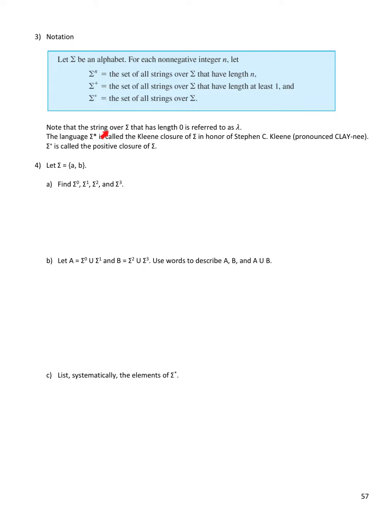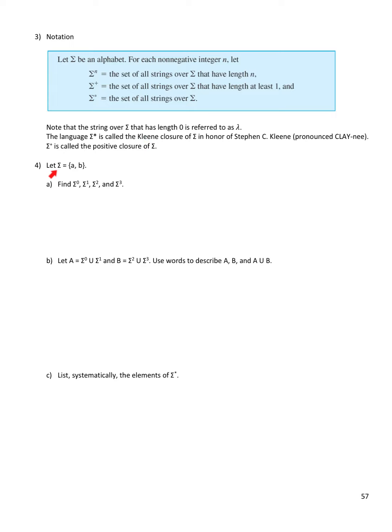Now, note that the string over sigma that has length 0, that's lambda. And the language sigma star is called the Kleene closure of sigma in honor of Stephen Kleene. Sigma plus is called the positive closure of sigma. So sigma star is called the Kleene closure.